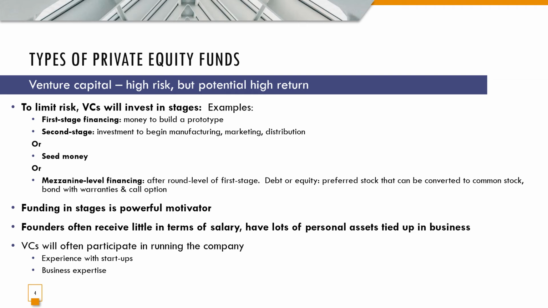And then there's also mezzanine level financing. And remember, the mezzanine in a building is the level after the first floor, after the ground floor. So this is the mezzanine level financing occurs after the round level of the first stage. It can be debt or equity, so it can be preferred stock that can be converted to common stock, or it could be a bond with warranties and a call option.